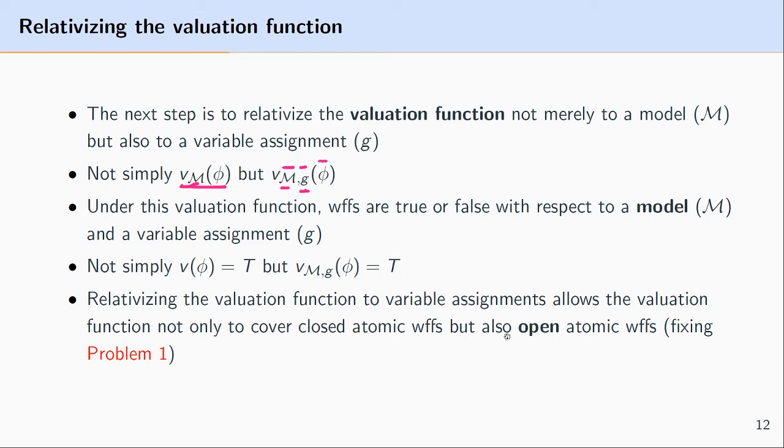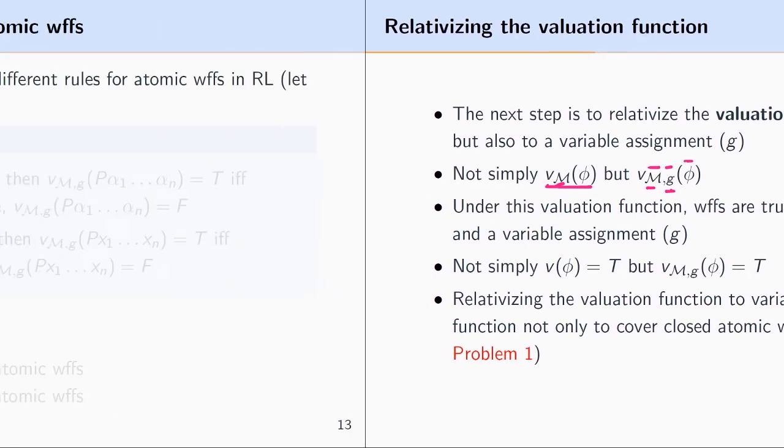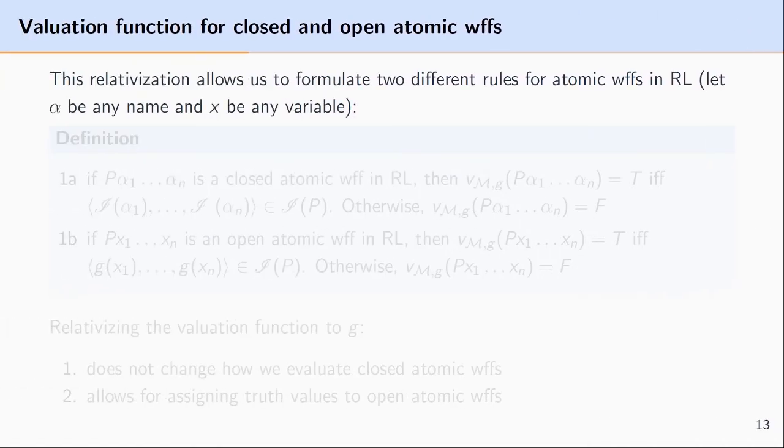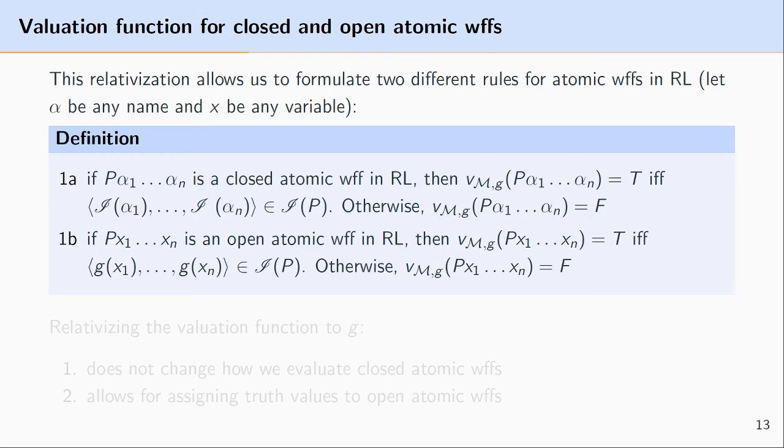Problem one was that we didn't have a way of determining the truth value of open well-formed formulas with free variables. Introducing this variable assignment now allows us to do this. So let's see how this works exactly. One way, and I like this particular presentation even though it's not the most straightforward, of fixing the problem is to define two different rules for atomic well-formed formulas in predicate logic. Let alpha be any name and x be any variable. Now we have two valuation rules; we're adding an additional one.